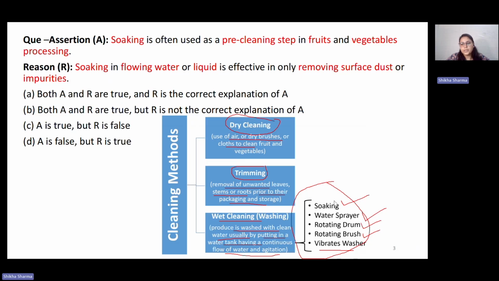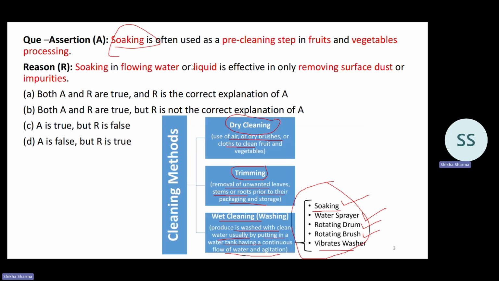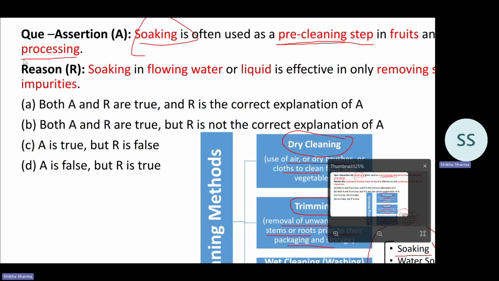In this question, the assertion is talking about the soaking method. The soaking method comes under the wet cleaning or washing methods, where water is used for cleaning the fruits and vegetables. Soaking is often used as a pre-cleaning step in fruits and vegetables processing. So this is the assertion.